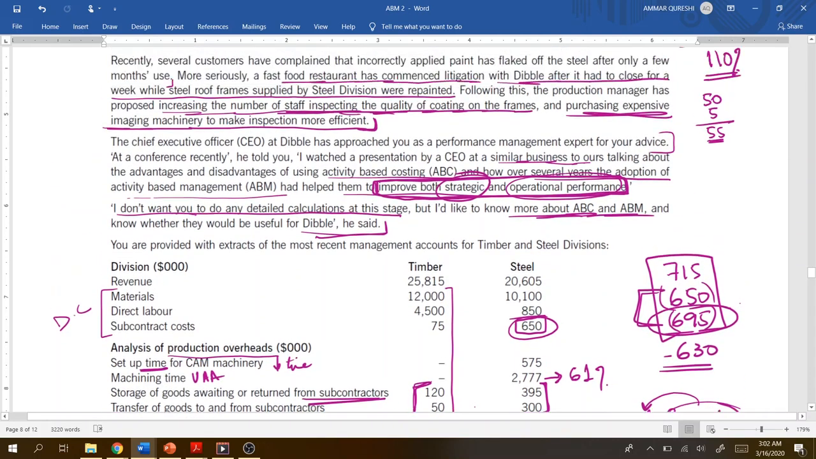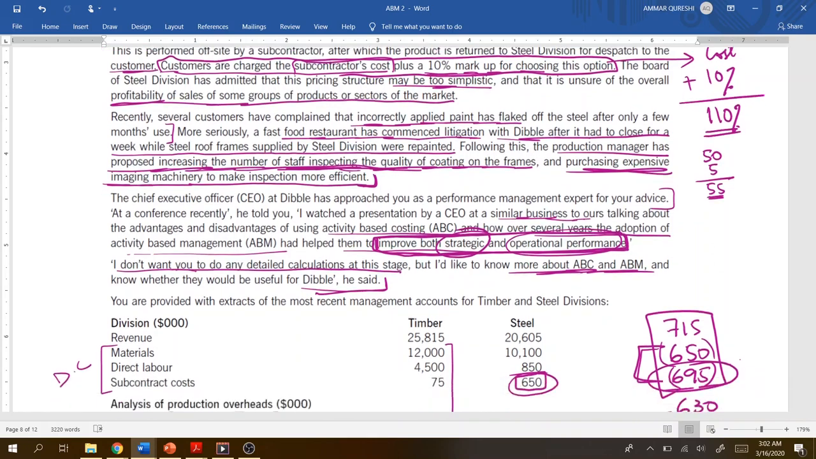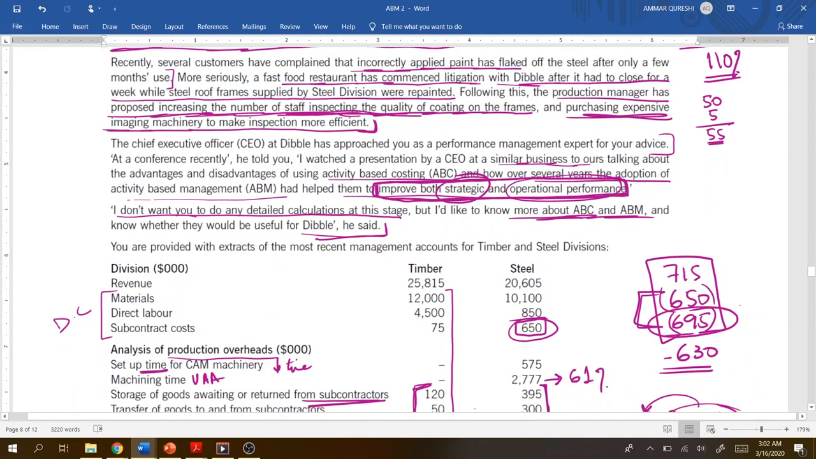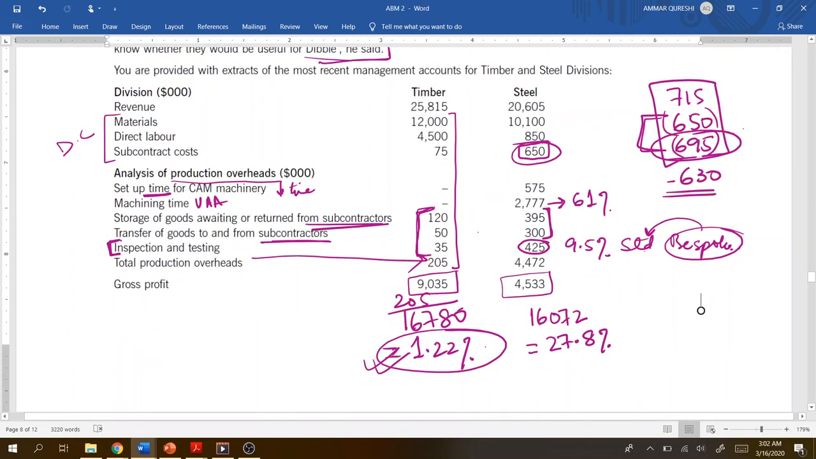Similarly, what the company did here, there was some problem. So the production manager has proposed increasing the number of staff inspecting the quality coating of the frame and purchase of expensive imaging machinery to make inspection more efficient. So despite improving the quality of the product and the production process the first time, the company is actually investing more money here. So this is not a value added activity. The company should try to eliminate this cost. The company should try to minimize this cost as much as they can, right?